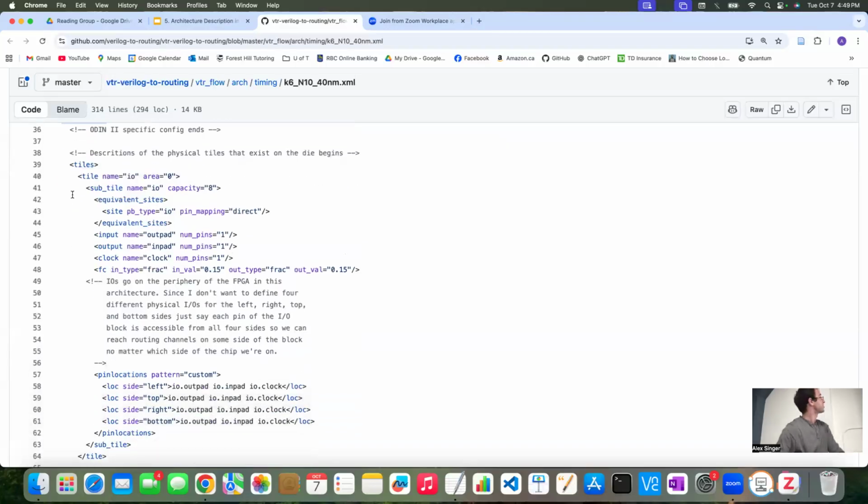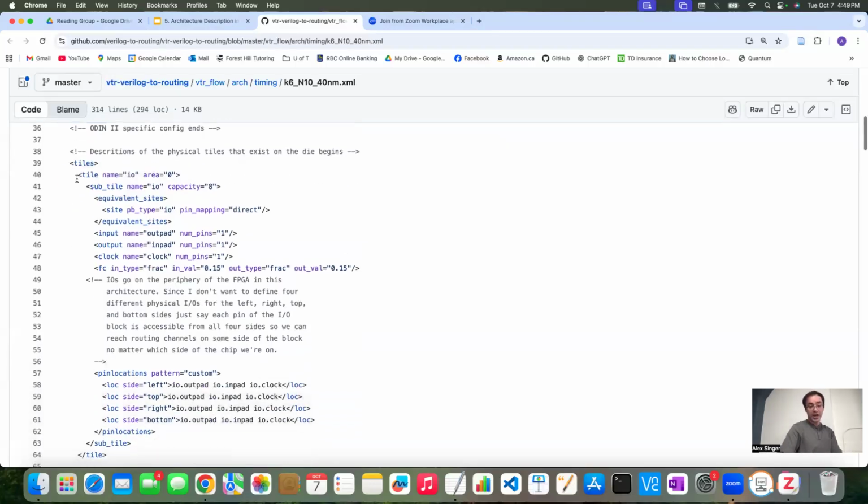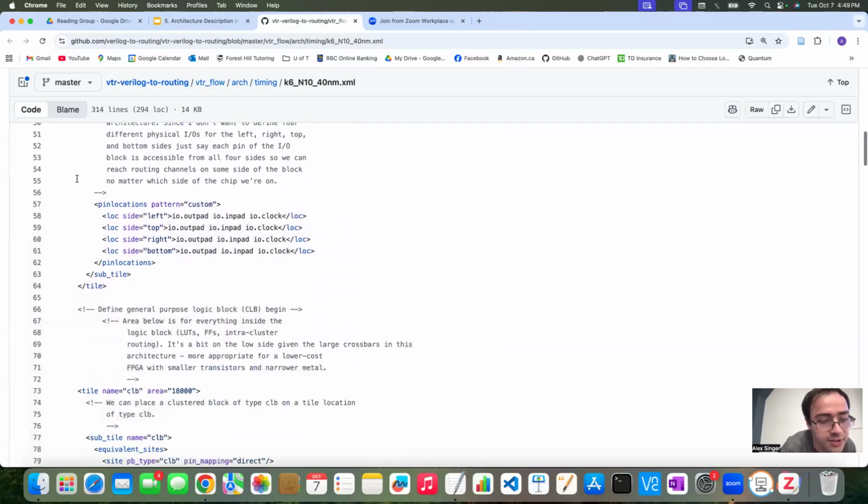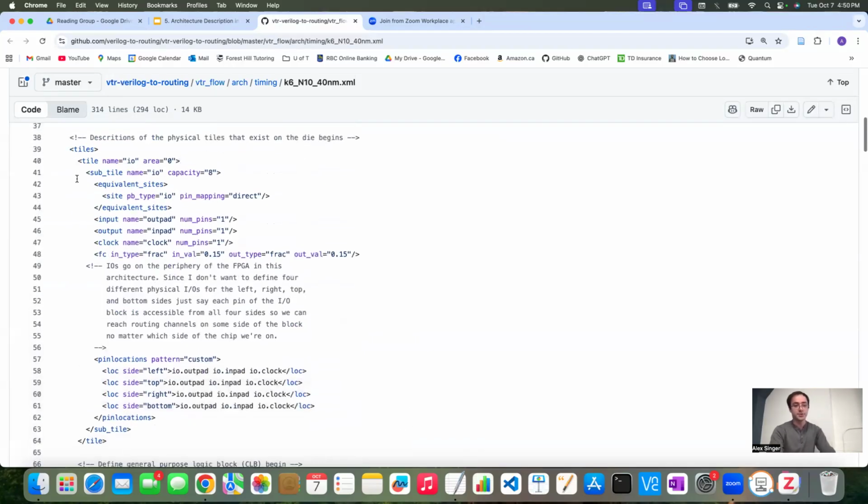We now have the tiles section. So for this architecture, we have 1 tile? No, there's another tile down here. So it has 2 tiles. It has the IO tile, so this is where I was putting those dot dot dots for a reason. In VTR, tiles must contain subtiles. And in this case, the subtile has a capacity of 8. What does that mean? If I go to my architecture file, which I'm going to go to right now, and I look at this picture, where am I? There we go.